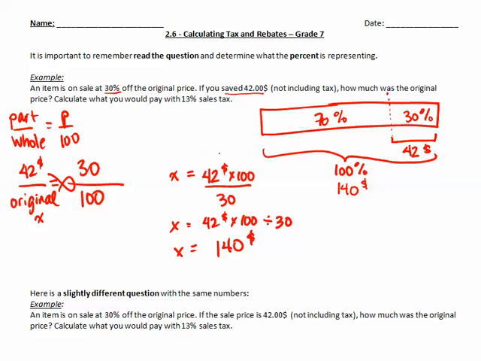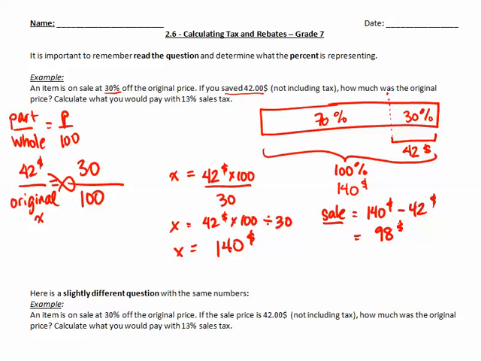Now it's asking how much I would pay with 13% sales tax. Well, I need to know now the sale amount. So that's the 70% of this 140. So the sale amount, a couple ways I can get this is I could just subtract 140 minus the $42, meaning that I'm only paying $98 for this item.